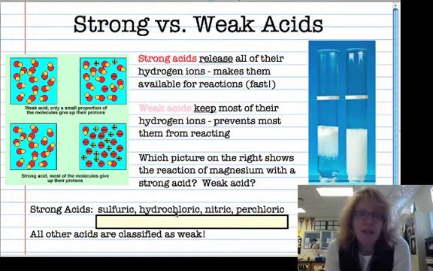Weak acids, on the other hand, tend to hold on to their hydrogens pretty tightly. They only let a few of those hydrogens out into reaction. They kind of hold on to them pretty well. They don't want to let them go.